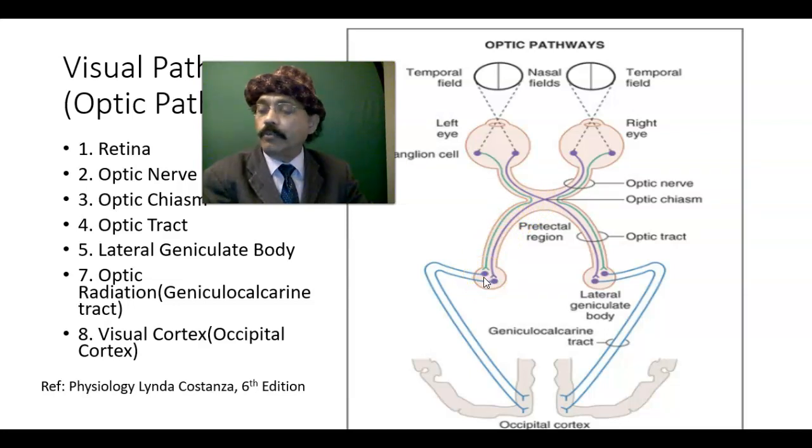So the second, third, and fifth layers are the ipsilateral. Contralateral is 1, 4, 6, first, fourth, and sixth layer. From the lateral geniculate body, which is a part of the thalamus, we get the optic radiation, also called geniculocalcarine tract, that goes to the occipital lobe to the calcarine sulcus, to area number 17. So that is the visual cortex, also called occipital cortex.